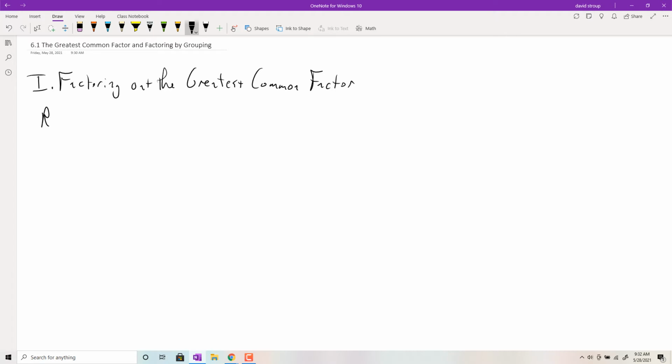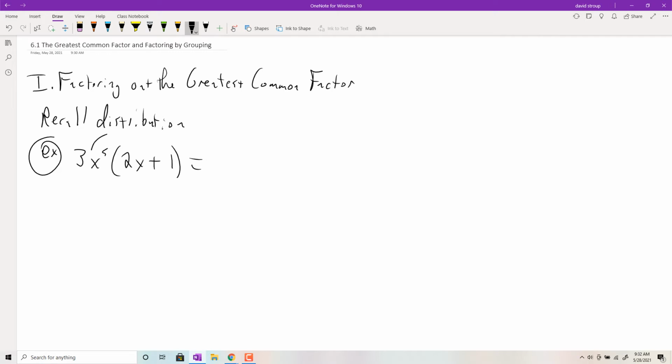So recall doing a distribution. For example, maybe you have something like 3x to the fifth times 2x plus 1. How did distribution work? Basically, you're multiplying twice. So you get 3x to the fifth times 2x. You multiply 3 times 2 is 6, and then x to the fifth times x is x to the 6. You add the exponents, you kind of pretend there's a 1 there, so 5 plus 1 is 6. And then 3x to the fifth times 1 will just give me plus 3x to the fifth.